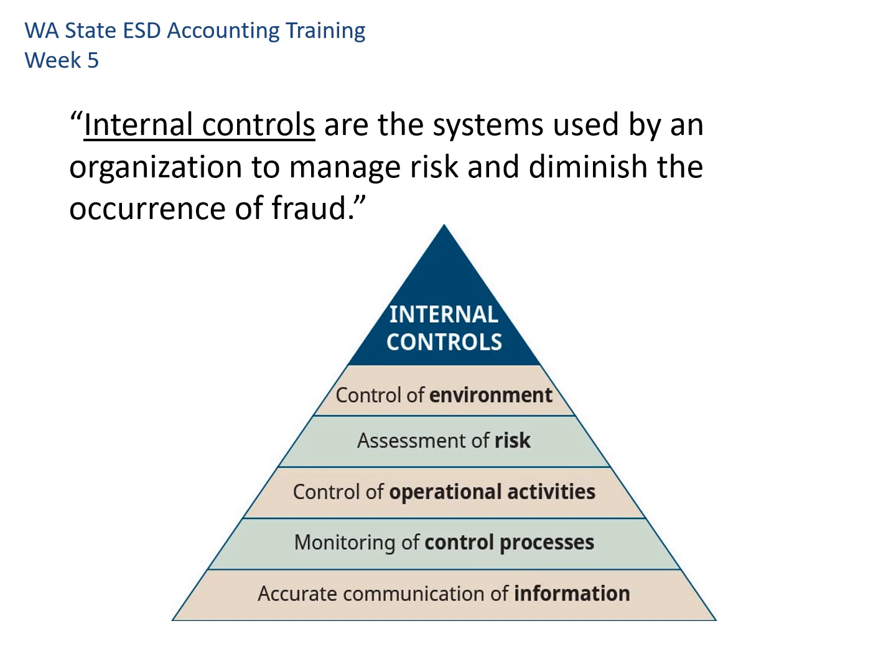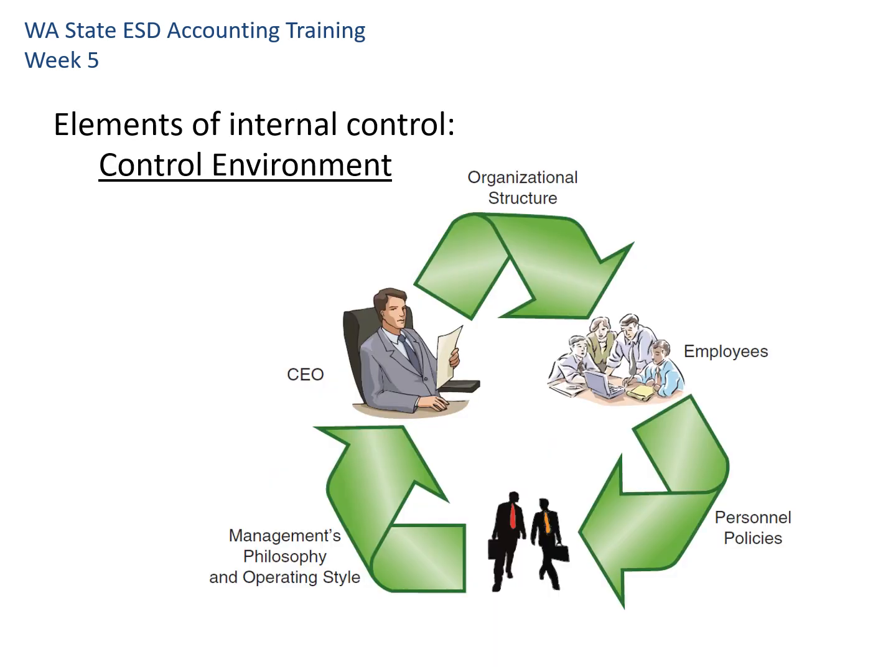And that follows 5 different areas. One is the control environment. Another is assessment of risk, control of operational activities, monitoring of the control processes, and then communication of information. So we'll talk about each of these in turn. The first is the control environment, and there are several aspects to this.